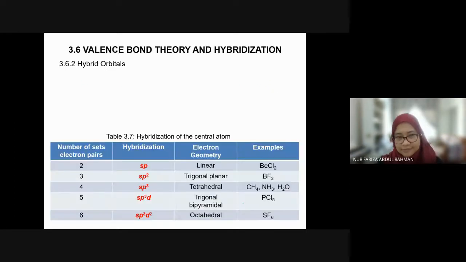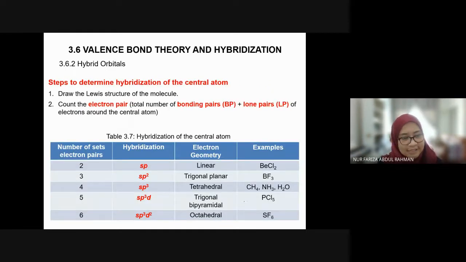Okay, steps, guys, steps to determine the hybridization of the central atom. First and foremost, you have to draw the Lewis structure, the correct one. It should be correct in order for you to proceed to the next step. Okay, draw the Lewis structure of the molecule. It should be correct. And then you go for hybridization. Earlier we went for the geometry, the polarity and whatnot.